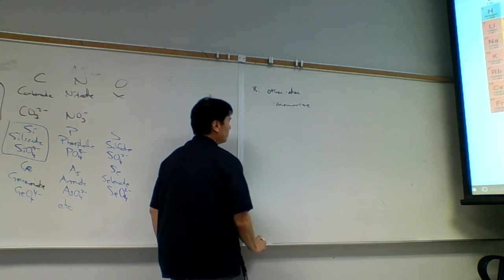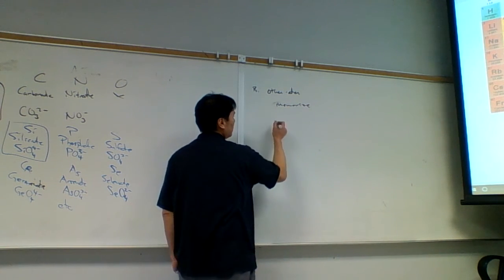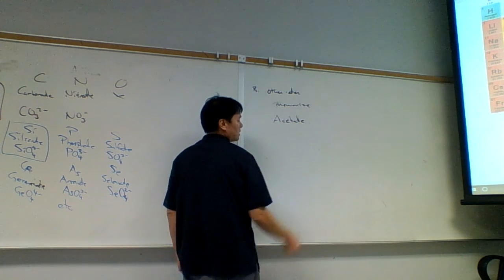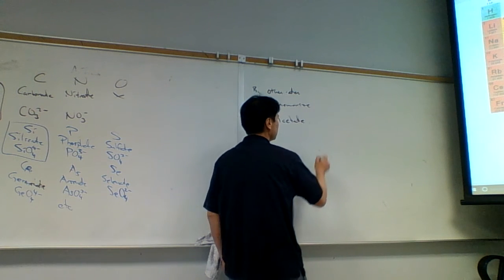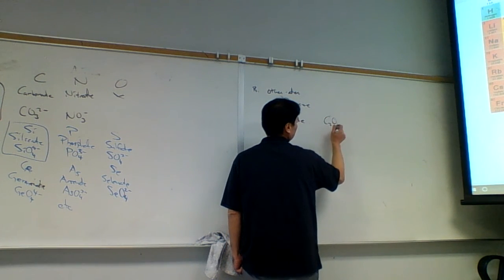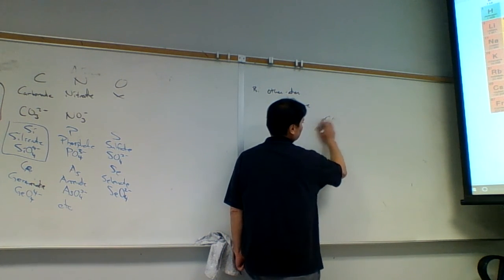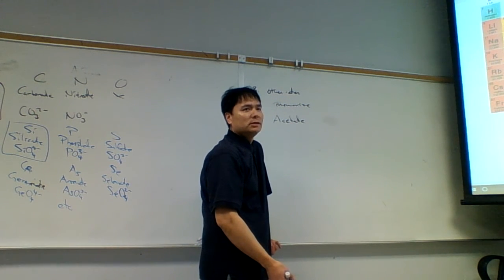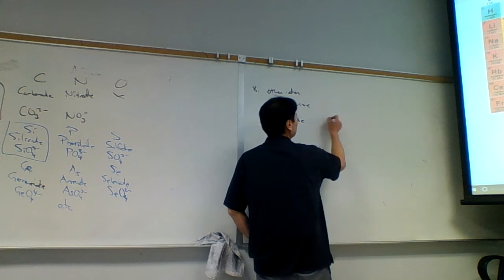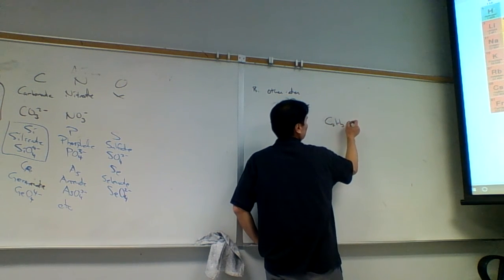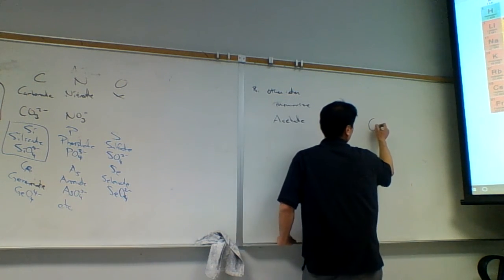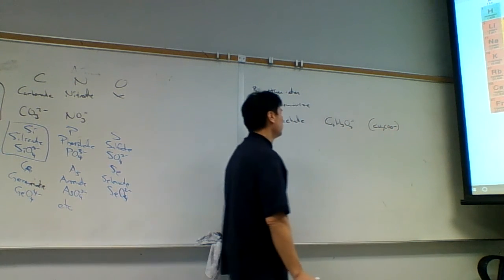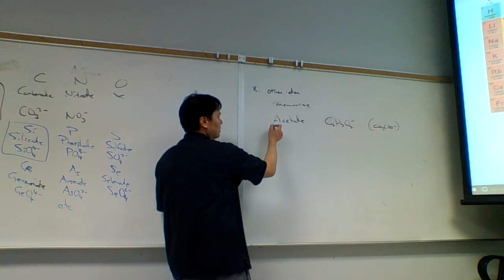And so what are the other -ates? The other -ates would be things like acetate. Acetate, well, we just have to memorize it. Actually, what is acetate? It's C2H3O2 minus, or CH3COO minus in that structural form. That's acetate. What else do we have to memorize?